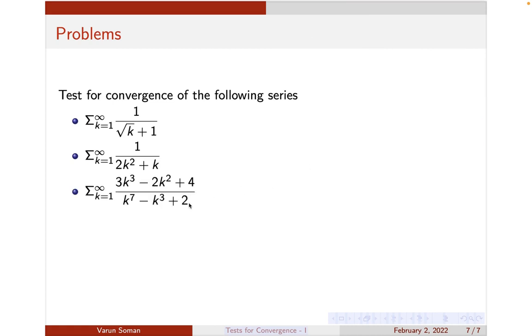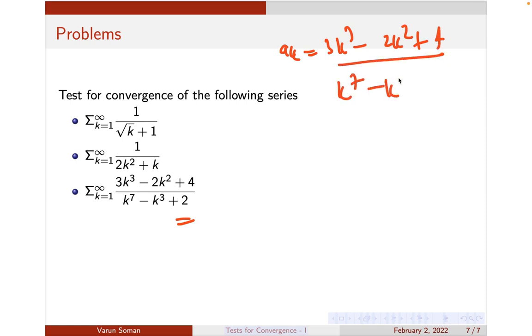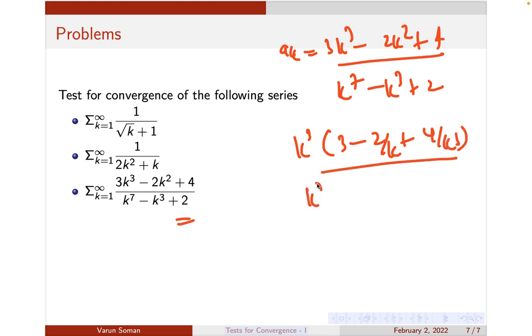So this one, please try to do it yourself. Don't be afraid. It's very simple. The only thing is that you just use the idea which I told you. Take the maximum power of k outside. So your ak is actually 3k cube minus 2k square plus 4 by k raised to 7 minus k cube plus 2. If you take the maximum power outside, it will be k cube times 3 minus 2 by k plus 4 by k cube, divided by the maximum power k raised to 7, times 1 minus k cube by k raised to 7, which is 1 by k raised to 4, plus 2 by k raised to 7. So the effective power is 1 by k raised to 4.